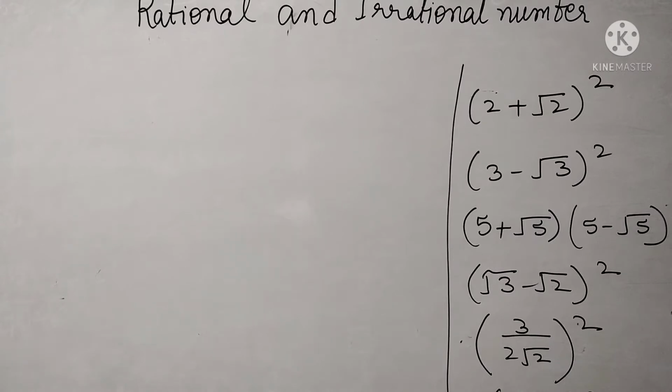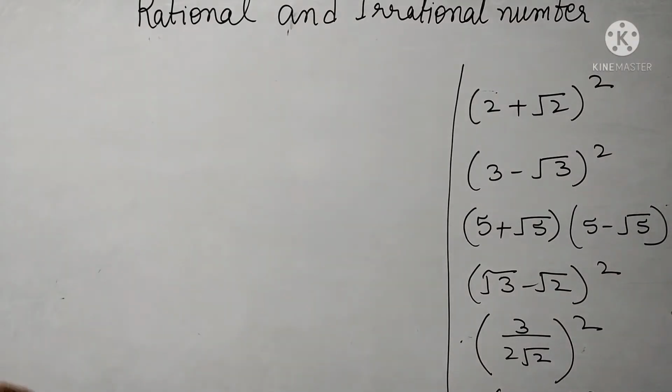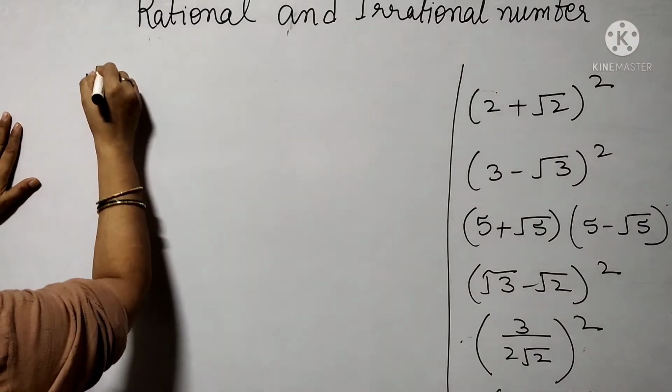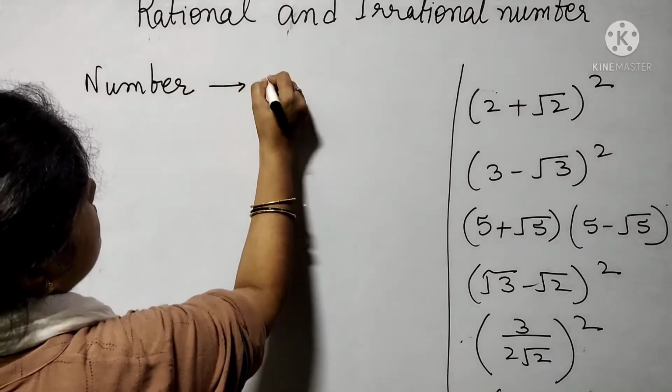This topic is in class 9th ICSE board, lesson number 1, rational numbers and irrational numbers. In this video, I am going to explain how you will find which of the following numbers are rational and which are irrational. Before solving these questions, I want to explain the numbers which are rational and the numbers which are irrational.